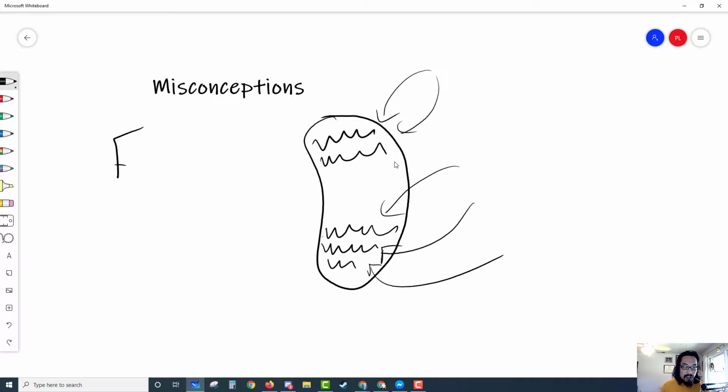Because if you look at it, force of friction is equal to mu times normal force. Where is the variable for grip? It's not there. It doesn't exist. There's no variable there that tells us that the number of grooves will increase friction.